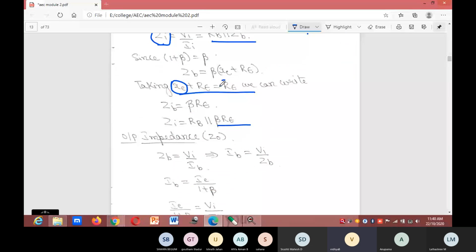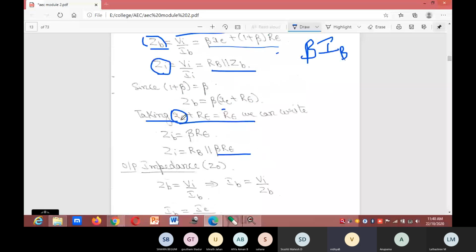I think you have understood, because here they are taking re plus RE as capital RE. Don't confuse: small re is the one we add in the model, and capital RE is the emitter resistance.